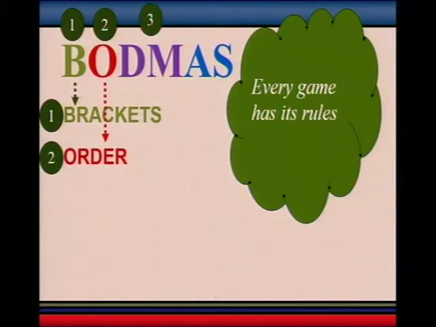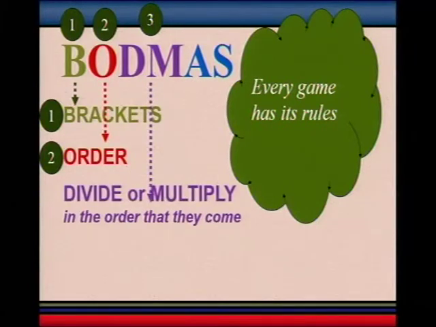Then the D and M. You will find that in the BODMAS, I've given them the same color. It's because when you are doing your calculations, you can either start with the D or the M. The D stands for divide and the M for multiply. So you can even start by multiplication, then followed by division. It doesn't affect anything at all. So in the order they come. If your problem has got multiplication at the beginning, then you use multiplication first, in the order they come.